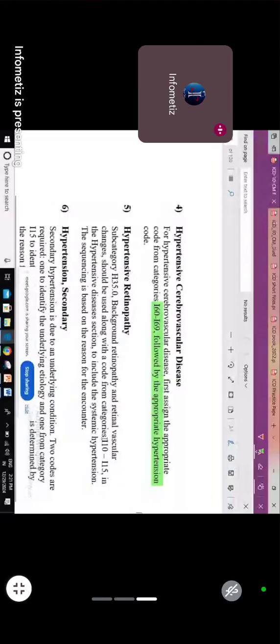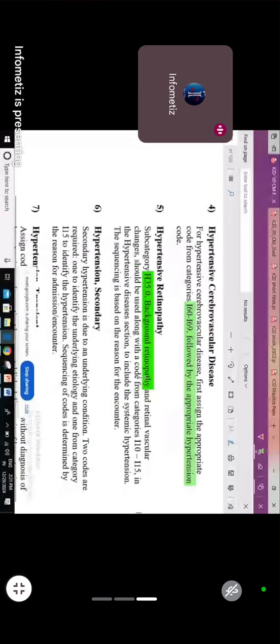Hypertensive retinopathy. Hypertension is affecting my retina. H35.06 code. After that, the hypertension code changes to I15, I10, I11, I12. I15 is secondary hypertension.